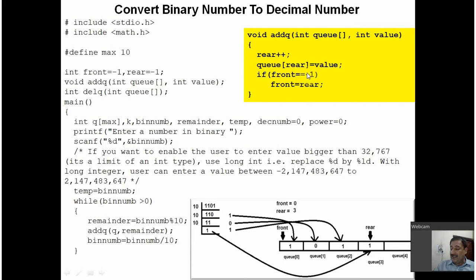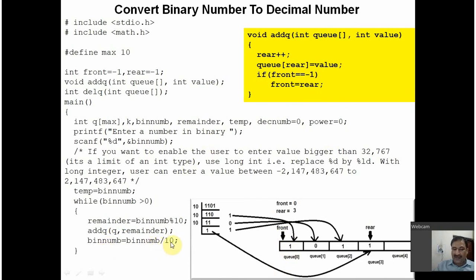Is front -1? Yes. This rear, that is, this 0 value is assigned to front also. That is, when the first value is added, front and rear will point to the same value, right? So front and rear both are 0. Control will come over here.